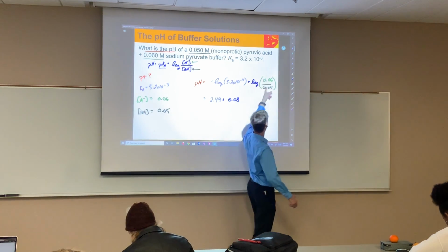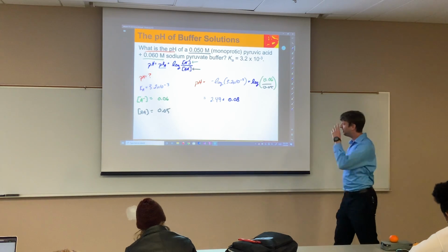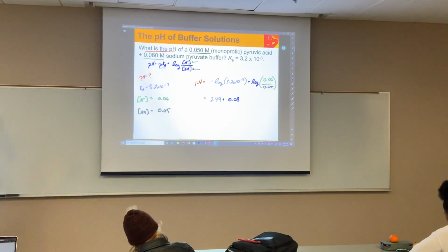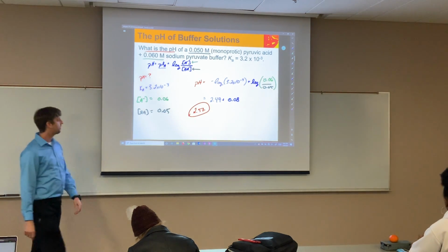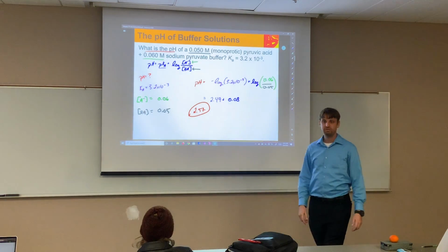If we take the log of these two things here, 0.08. So we add those two together, and we get 2.57. That's not too bad. What does that tell us? It tells us the pH, which tells us what?